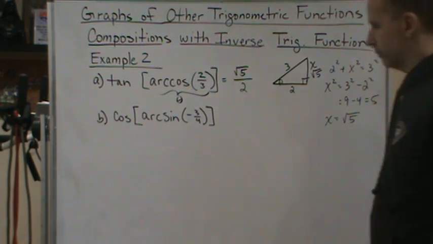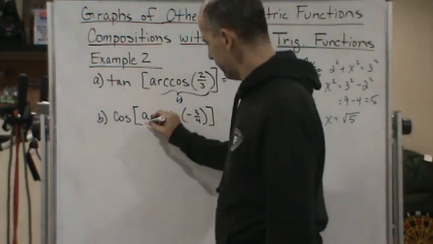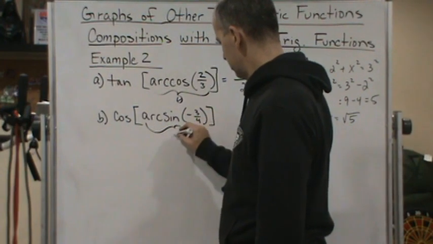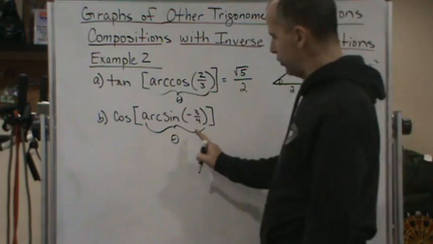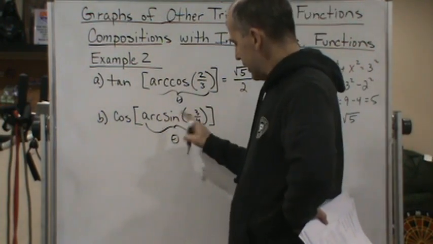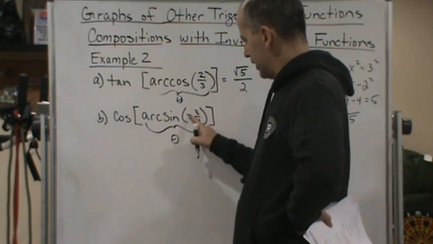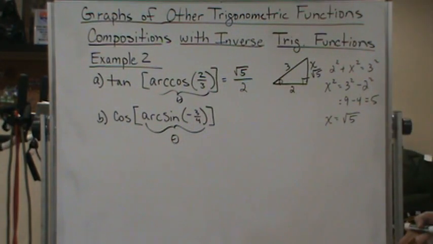Let's do the next one. Let's start with this inside one. So again, we're looking for theta. This is an angle. We're not going to solve theta directly, but we're going to use this to help us. So now it says arc sine. So we're looking for the angle whose sine is negative 3/4. Sine is negative in the fourth quadrant and the third quadrant.